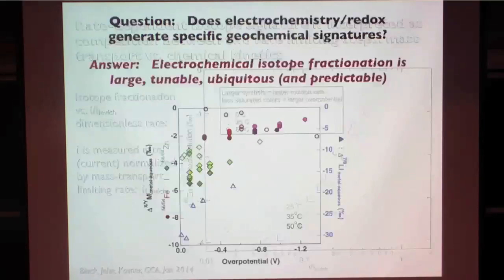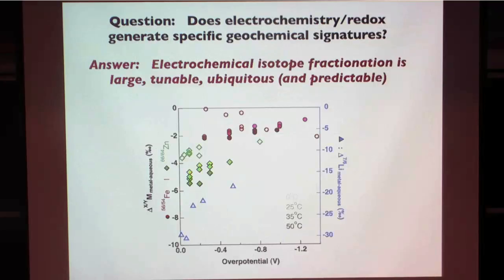Okay, so conclusion. The question that we originally asked: do electrochemical redox processes generate specific geochemical signatures? And the answer is yes, electrochemical fractionation does. It's large, it's tunable, we know how to control it. So you tell me what fractionation factor you might want to imprint in iron, and I could brand a nice piece of iron metal for you with electrochemical isotopes. And it's ubiquitous. Every system that we look at, we see the same type of behavior. It's also predictable, which I don't have a chance to show in this talk, but it's something that I'm working on this summer.